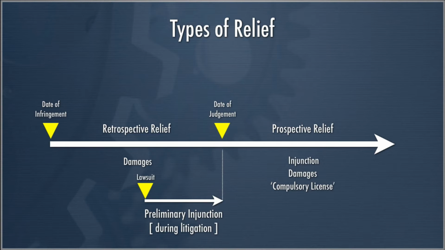And there's also a preliminary injunction, right? So the possibility is that during litigation, you can seek to have an injunction entered against the infringement for the term of the litigation. We'll talk about that in a few minutes, about when that occurs and why.